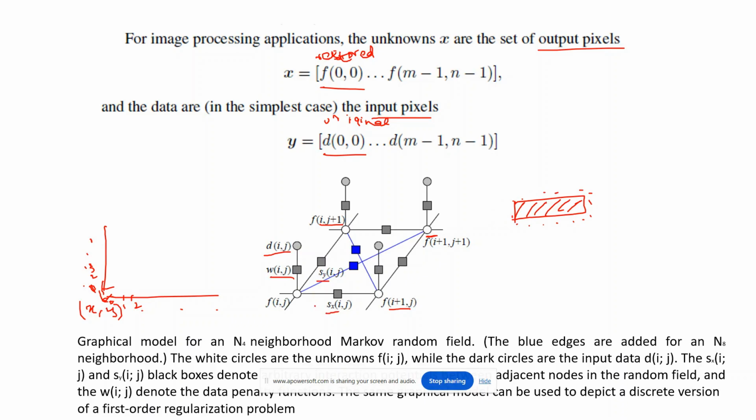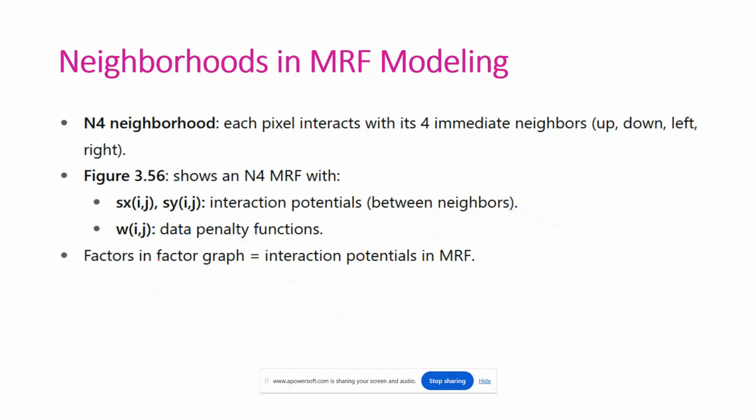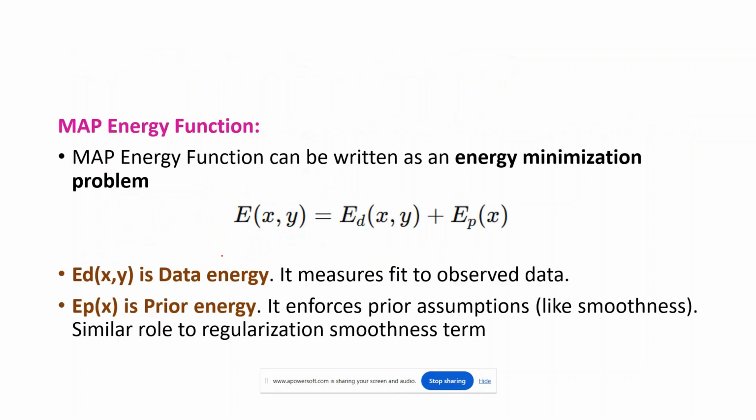Wij represents weight, and sx and sy represent the adjacent pixels. If you focus on the N4 neighborhood, I won't focus on the diagonal. If you focus on the N8 neighborhood, I'll take 8 neighbors and consider the diagonal neighbors also. So Sx and Sy represent the interaction potential, and W represents the weight, also known as the penalty.